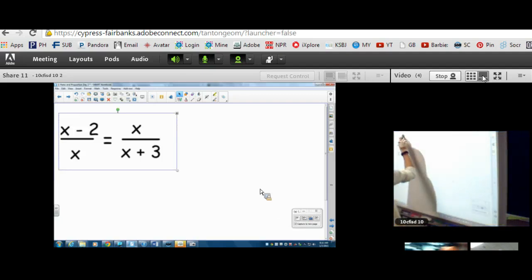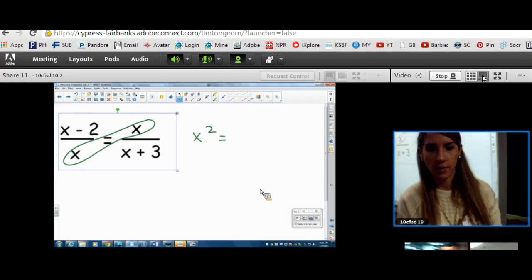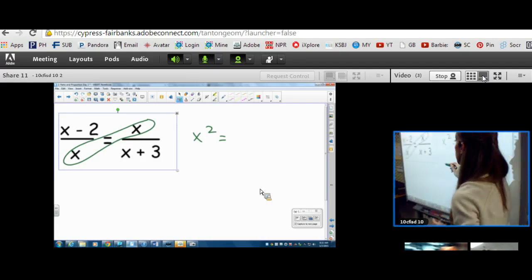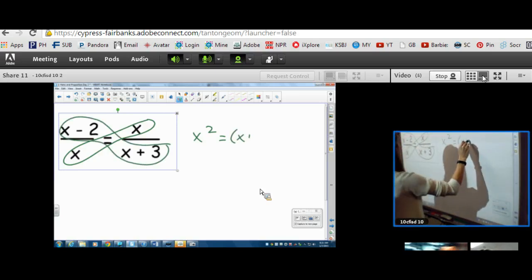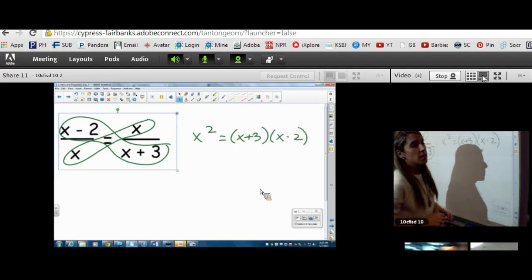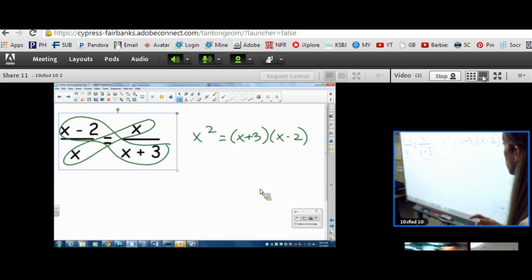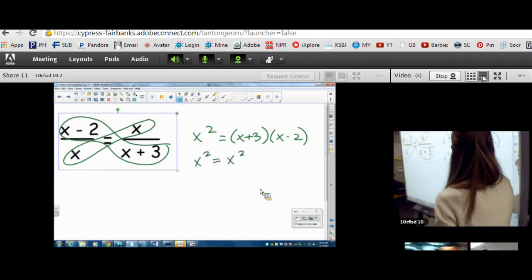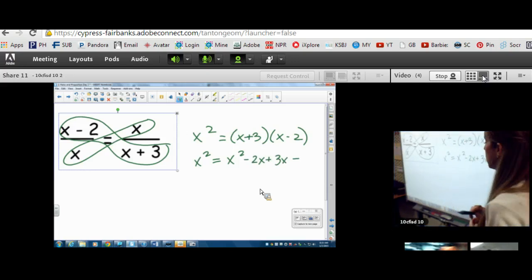So, cross multiply, that's how you solve. We're not simplifying, we're solving. It's different, and so we're going to cross multiply to start with. x times x is x squared. This one's the tricky one. I'm going to write the middle step, although if you want to skip this step, you're welcome to. The biggest mistake people make is that they forget to FOIL. They forget to FOIL, so make sure you do FOIL. So x squared equals x squared minus 2x plus 3x minus 6.